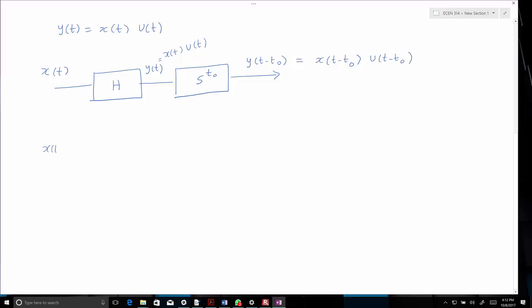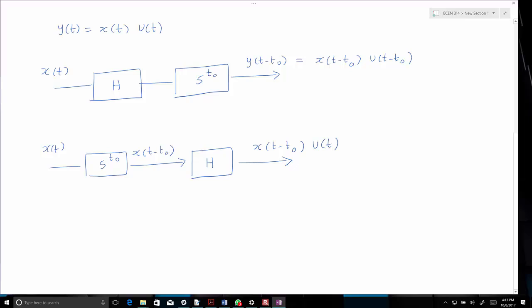And then we take the same x of t, and we first shift it by t naught. What are we going to get? It's going to be x of t minus t naught. And now you pass it through the system. x of t minus t naught times what? u of t. There you go. It's u of t, not u of t minus t naught. So clearly these two are not the same. So it is not time invariant, or equivalently it's time variant.